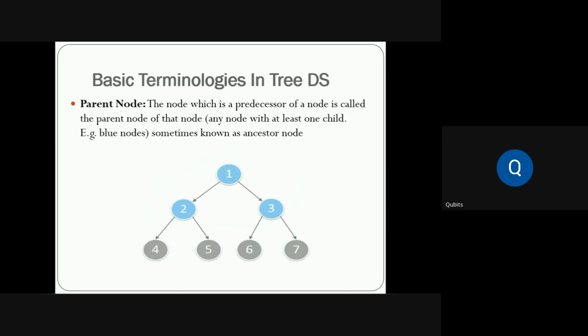Hello, sir. So the ancestor node is part of the parent node. I was thinking it's going to be 2 and 3 as parent nodes. Yeah, 1, 2, 3, because 1 itself is a parent to 2 and 3.